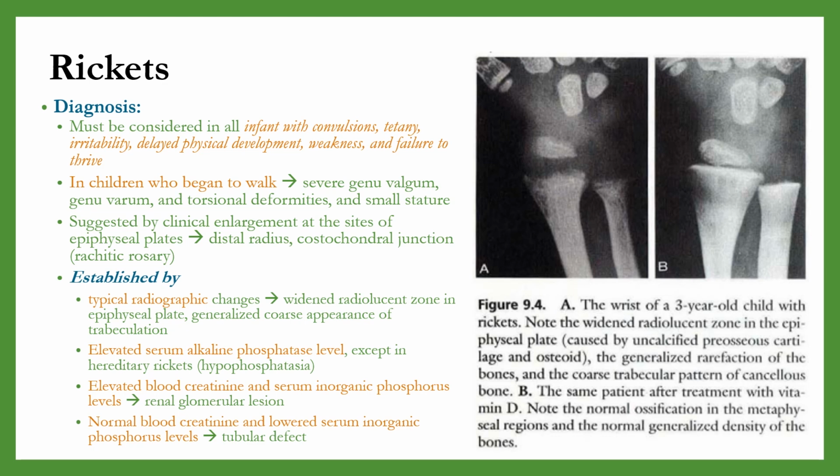Suggested by clinical enlargement at the sites of the epiphyseal plate, distal radius, and costochondral junction. It could be established by typical radiographic changes: widened radiolucent zone in the epiphyseal plate, and generalized coarse appearance of trabeculation.